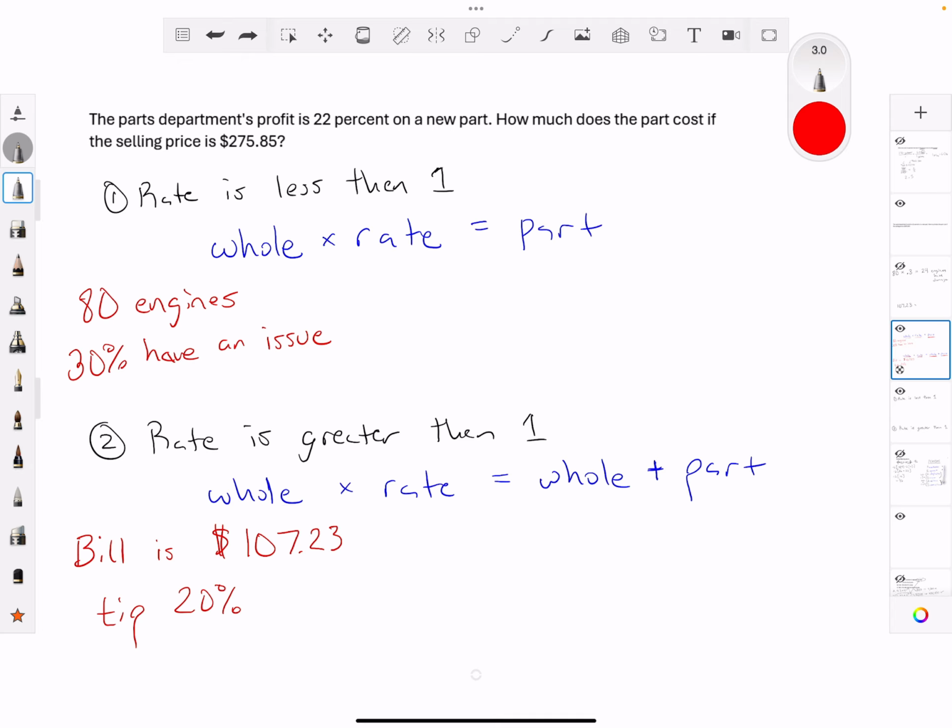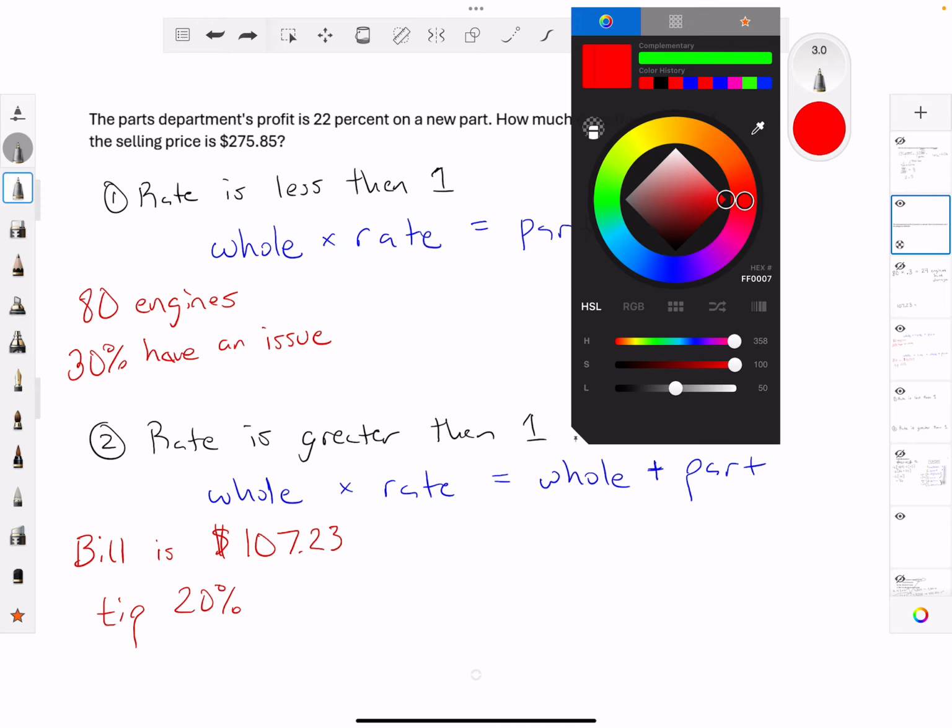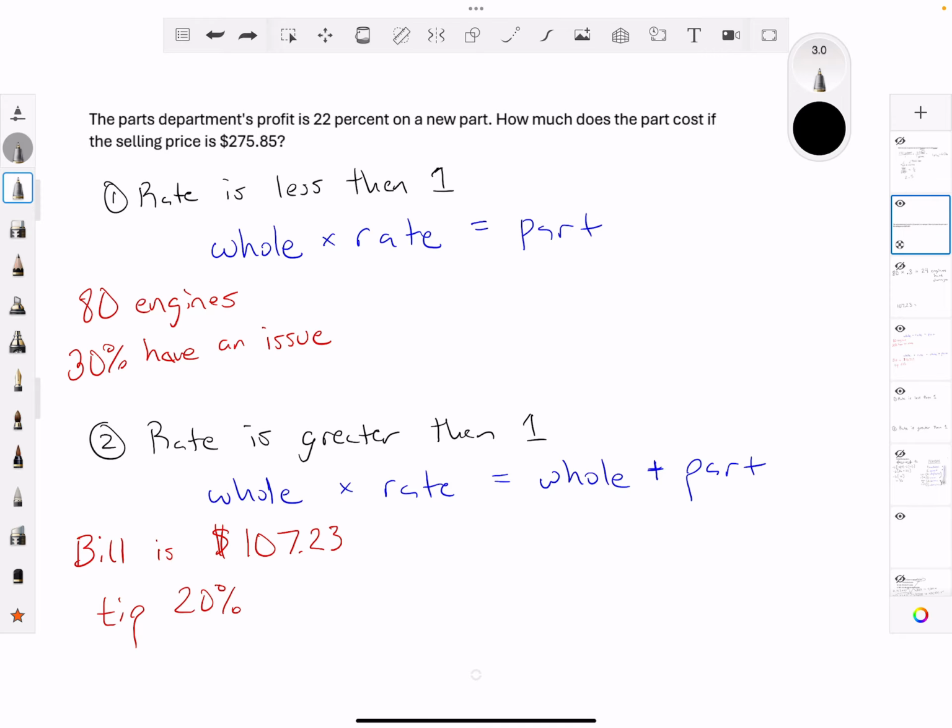So here's our first example right here. I have 80 engines. 30% of them have an issue. So how could I solve this problem? What I could do is take my whole, which is all of the engines that I have. So I'd have 80 times, change this percentage into a decimal, so move it 2 spots to the left, I'd have times 0.3, and that would mean that I have 24 engines that have damage to it. So that would be an example of the rate being less than 1. 0.3 is less than 1.